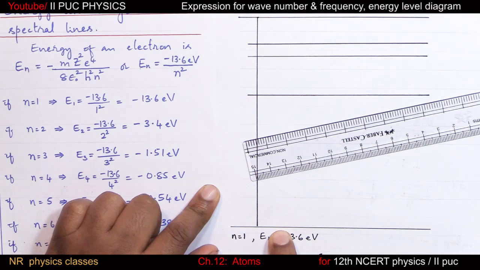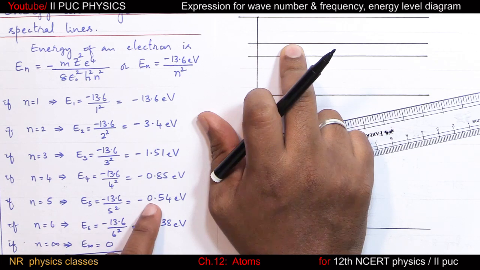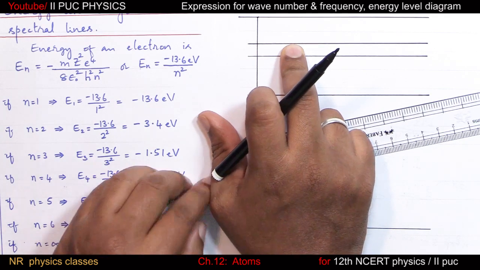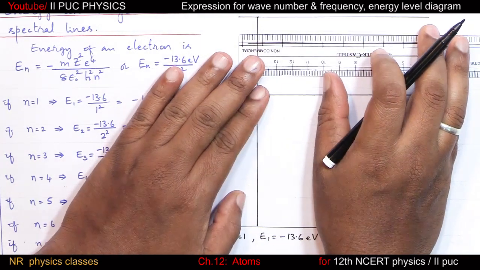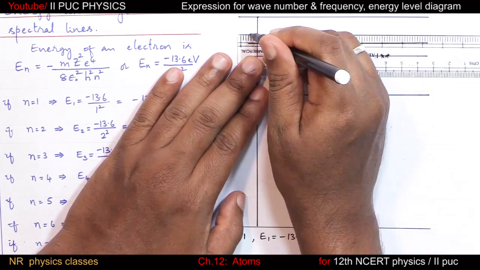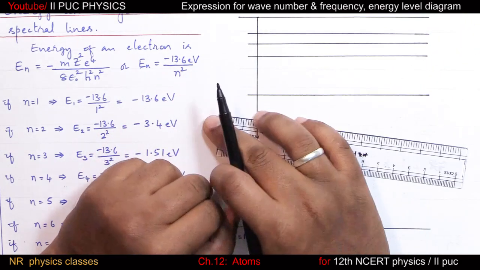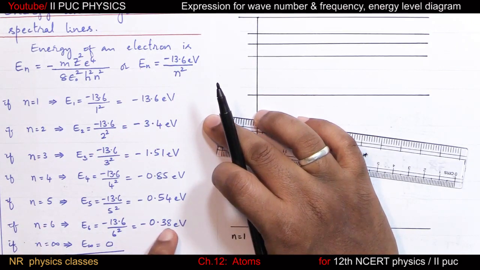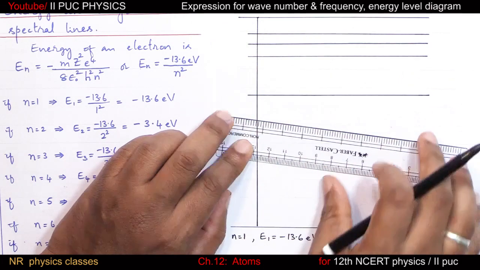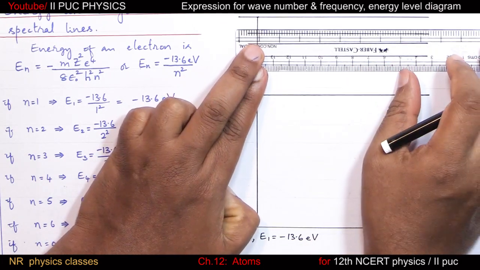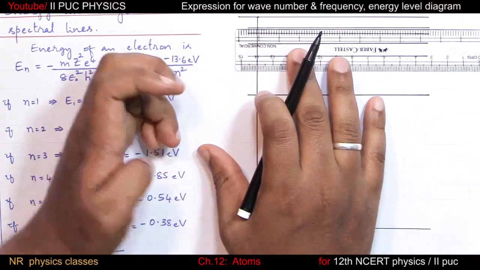Observe n equal to 1, n2, n3, n4. After n4, n5: 0.54, which is greater than half of this. Approximately half, greater than half of this. This is for 5. Next, sixth, 0.38. 0.38 is greater than half of this. Half, greater. So somewhere here. This is for 6.